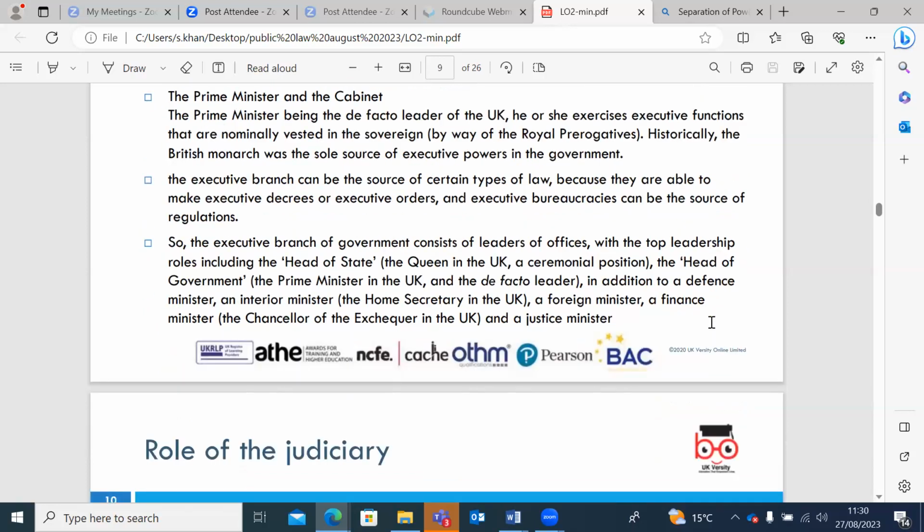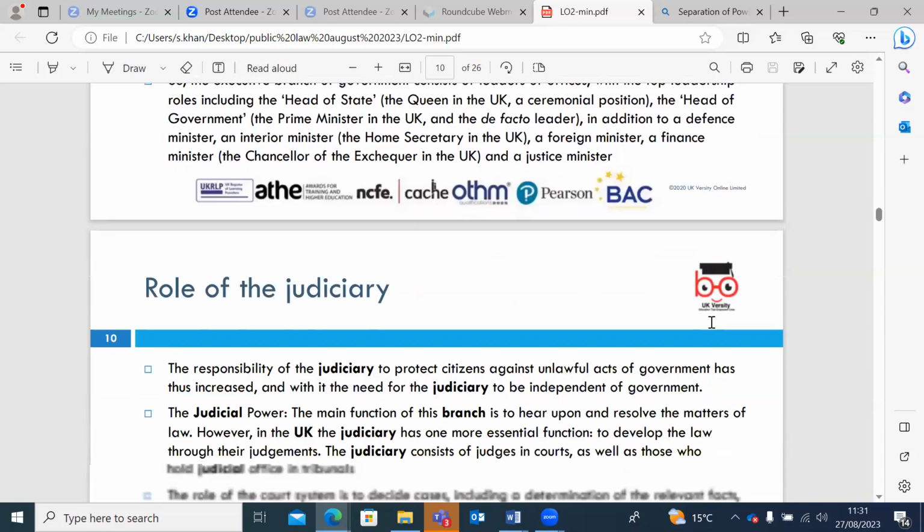So the executive branch of government consists of leaders of offices with top leadership roles, including the head of state, which is the Queen in the UK, a ceremonial position, which at the moment is the King, the head of government, the Prime Minister in the UK, and the de facto leader, in addition to a Defence Minister, an Interior Minister, the Home Secretary in the UK, a Foreign Minister, a Finance Minister, the Chancellor of the Exchequer in the UK, and a Justice Minister.